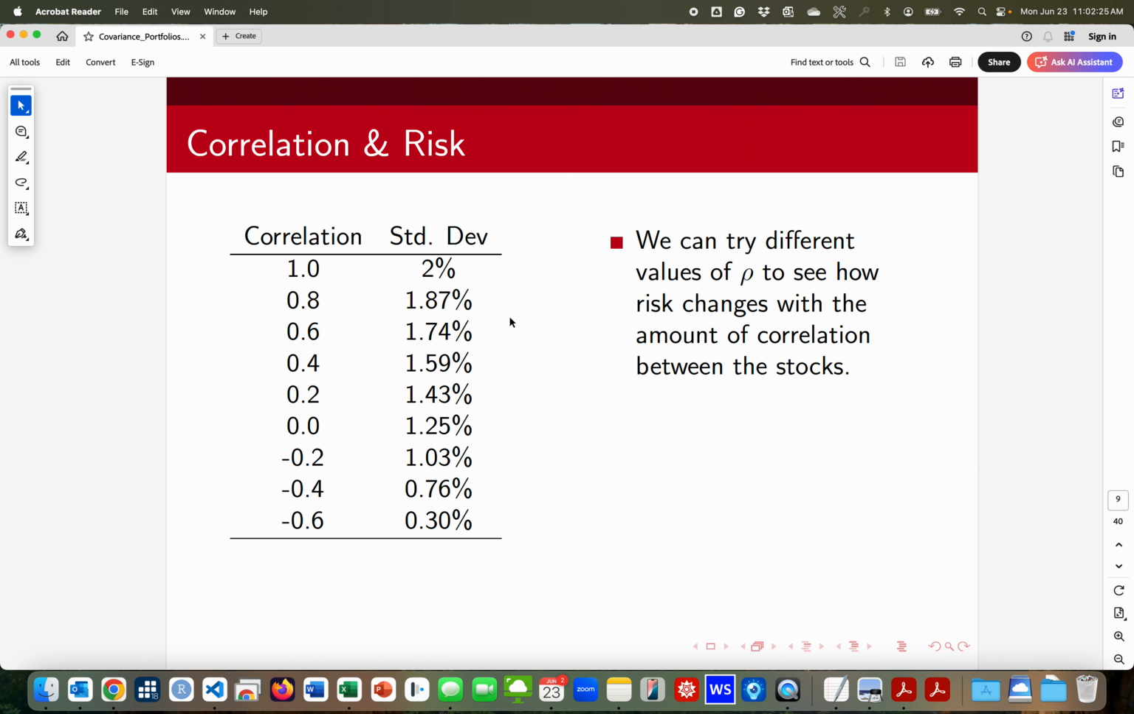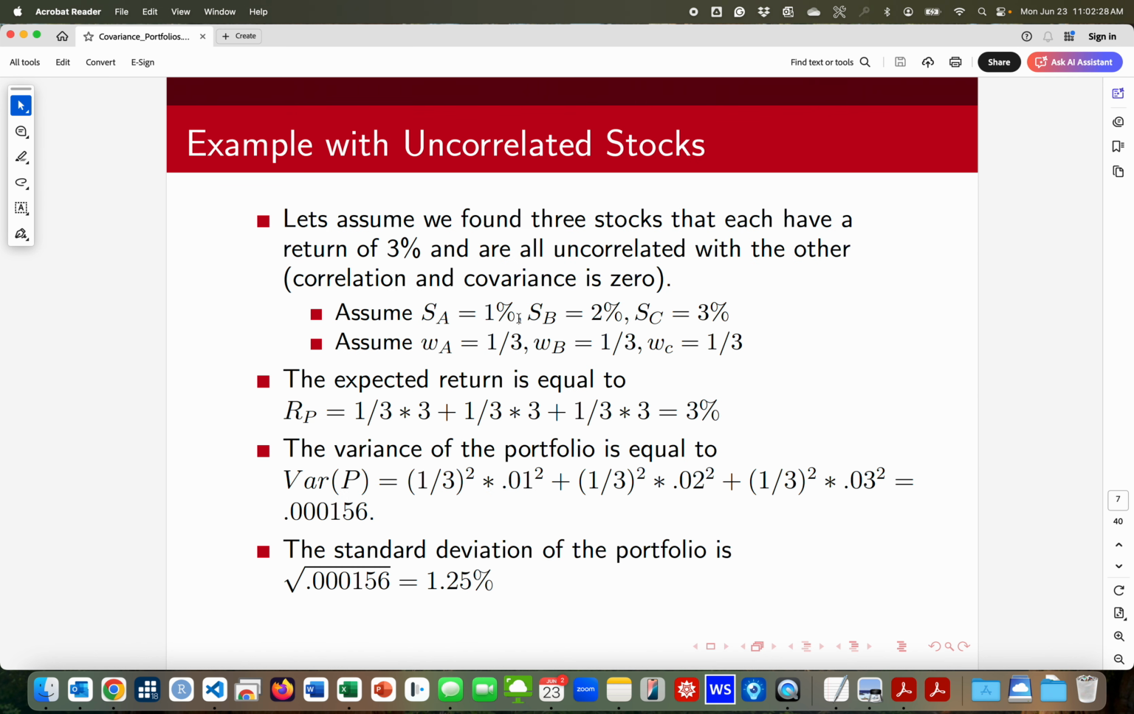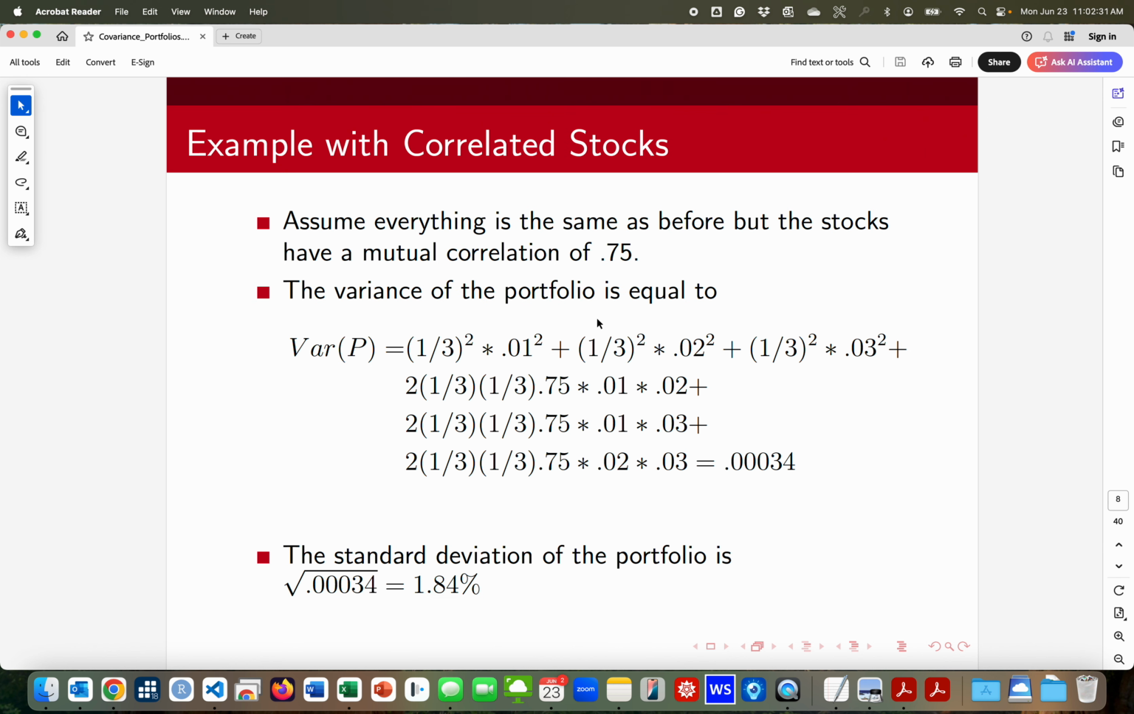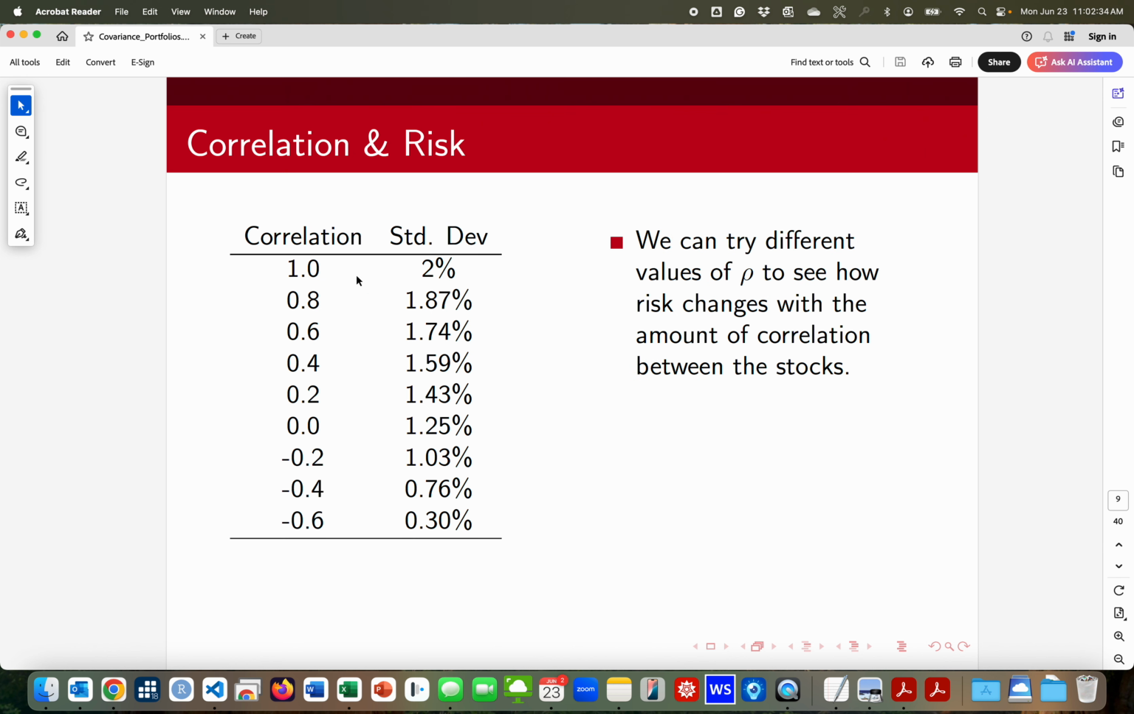So here's a plot. All I'm doing is taking these two examples that I did right here, and I'm iterating over different values for the correlation. If they're perfectly correlated with each other, the standard deviation is 2%, which is just right in the middle. We had 1%, 2%, 3%. Again, that's because these are equally weighted. As we lower the correlation, we actually lower the standard deviation of the portfolio. So the standard deviation gets lower and lower and lower. This is the example we had with uncorrelated stocks. If we have stocks that are negatively correlated, we actually get the standard deviation below 1%.